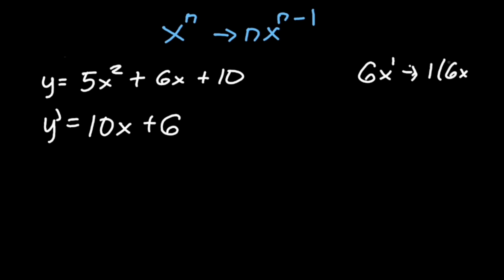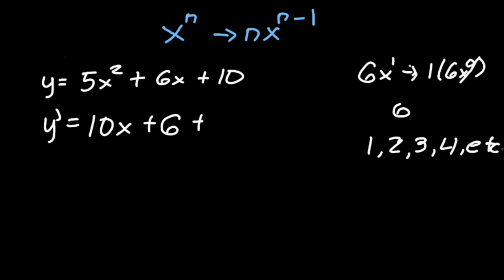Now, 1 minus 1 will be 0. So, x raised to the power of 0 will be 1. So, you will simply get 6. And that will be the answer. And for the derivative of 10, the derivative of any constant such as 1, 2, 3, 4, etc., as long as it is a number, will always be 0. So, it will be 0. Now, the final answer will be 10x plus 6.